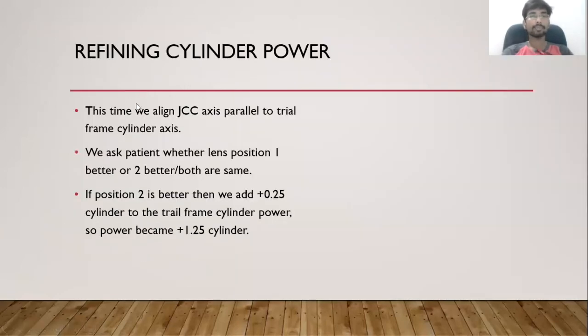Next, we have to refine the cylinder power. This time we align the JCC axis parallel to the trial frame cylinder axis. We ask the patient whether lens 1 is better or lens 2 is better or both are same. If position 2 is better, then we add plus 0.25 cylinder to the trial frame cylinder power. So his total cylinder power will become 1.25 cylinder for that patient.